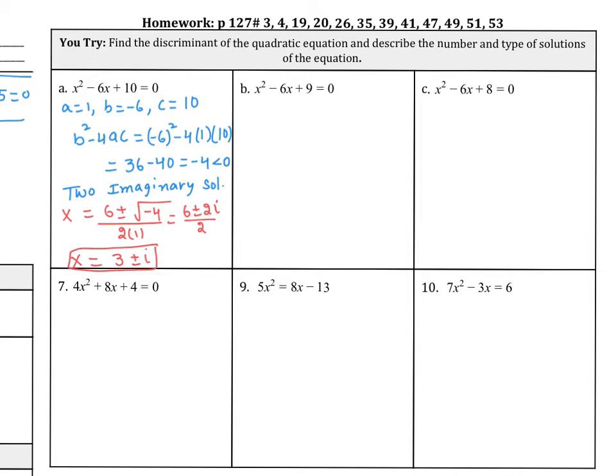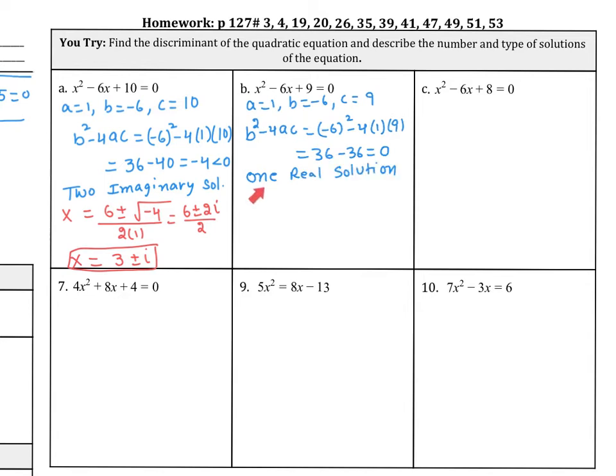The next one is where you have a as 1, b negative 6, and c equals 9. The discriminant is b squared minus 4ac, which is going to be negative 6 squared minus 4 times 1 times 9. So you get 36 minus 36, which is equal to 0. So in this case, you're going to have one real solution. So you found the number of solutions, which is 1, and the type of solution is real.